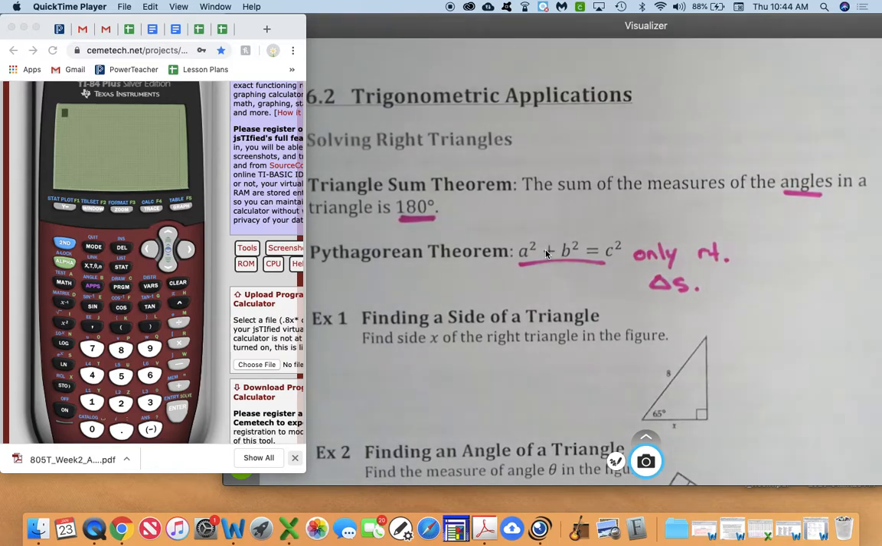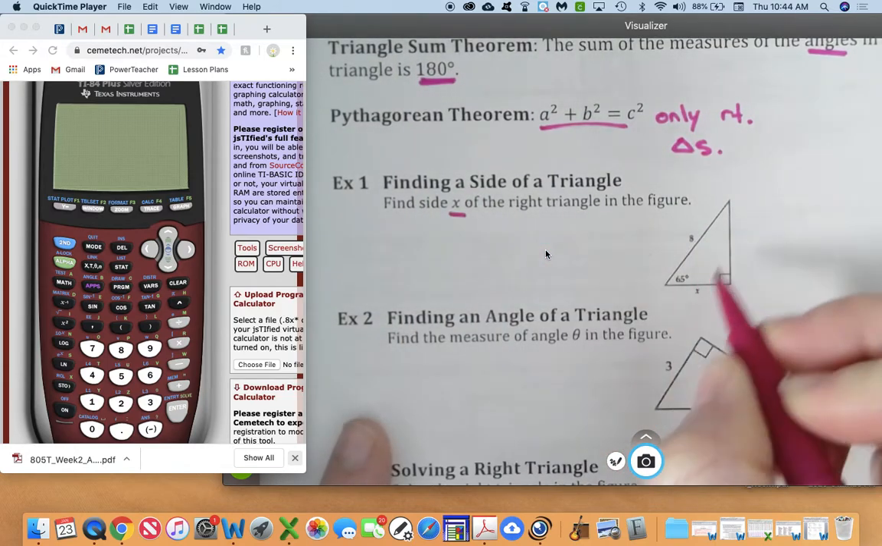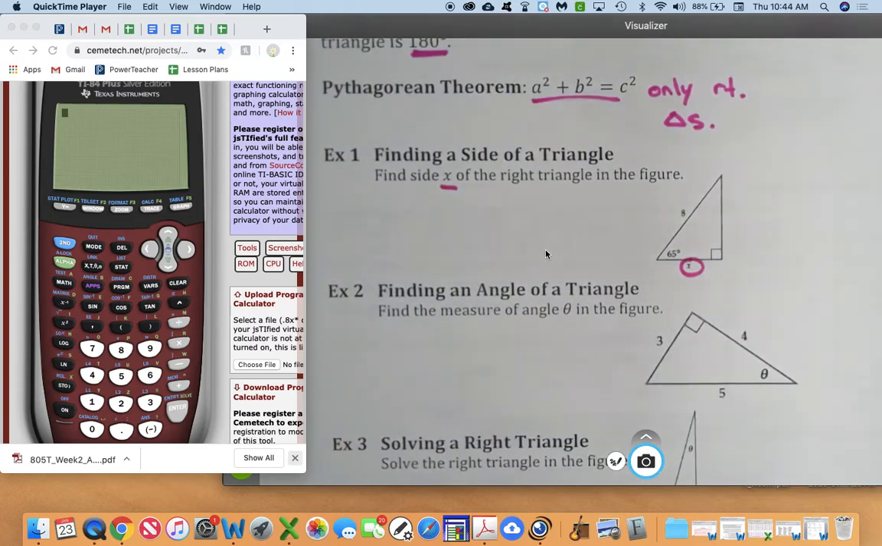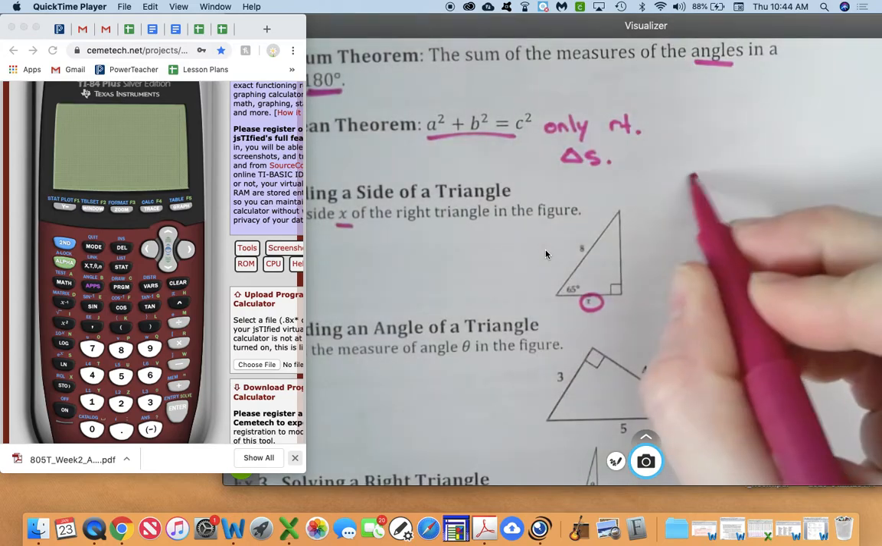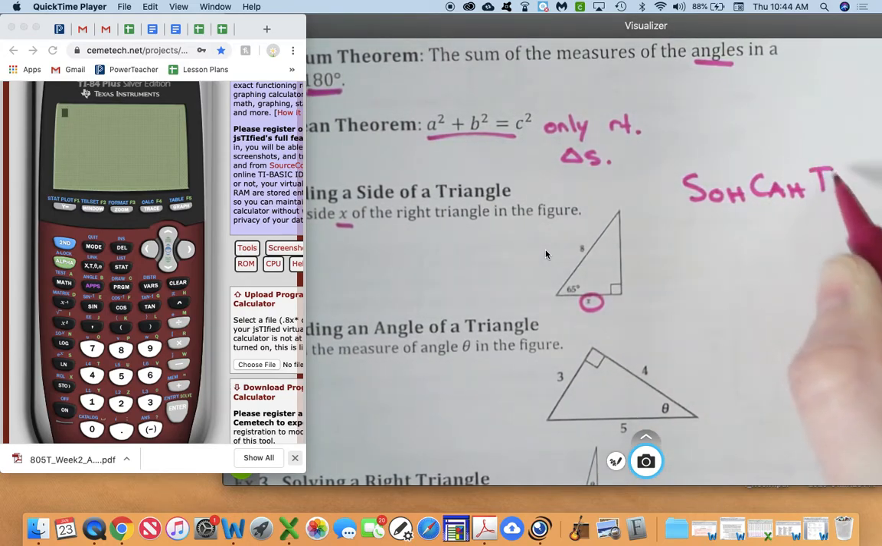Example 1, we are finding x, and that doesn't just mean, like, here it is. You find him. We're trying to solve for x. This is going to involve some form of sine, cosine, tangent, but not all 3. If it helps you, write out SOHCAHTOA on the side, and then you will know what to do.